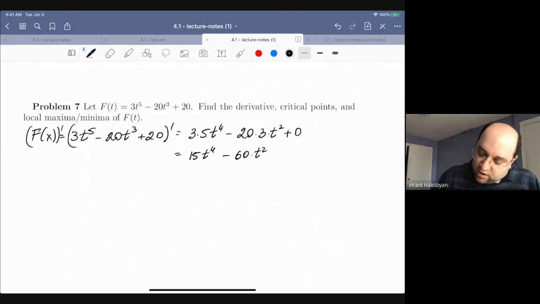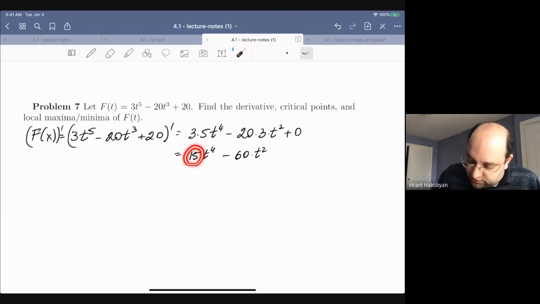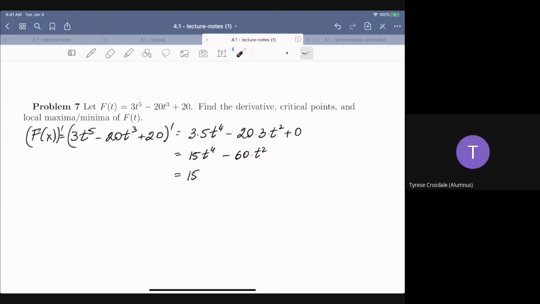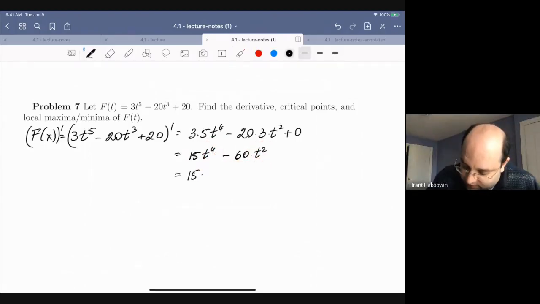Okay? So now I can factor certain things out because I want to set this equal to 0 and solve. What's common here? Well, this 15 can be factored out because 60 is divisible by 15, right? So I can write that this is equal to 15, and then what else? I can factor t squared out because there is t to the power 4 here. So if I do that, I'm going to get t squared.